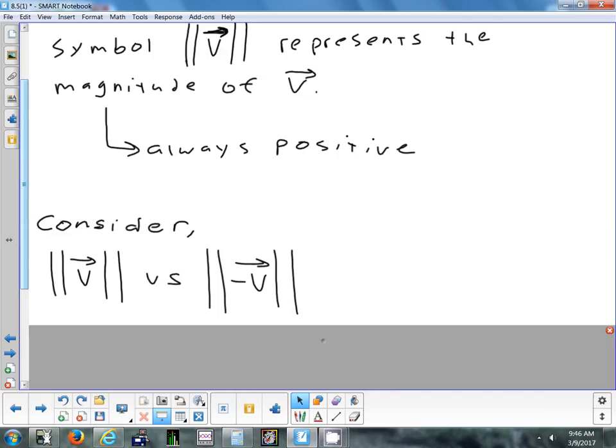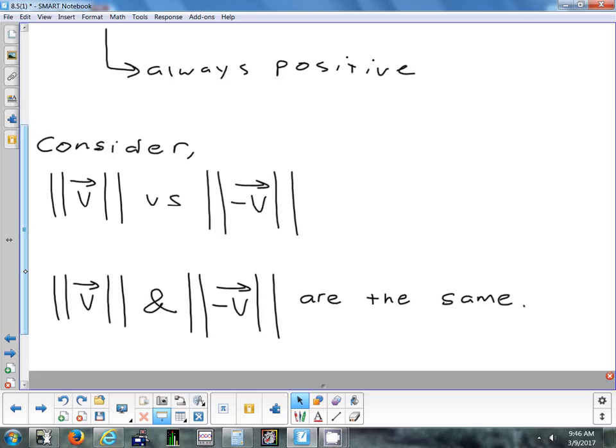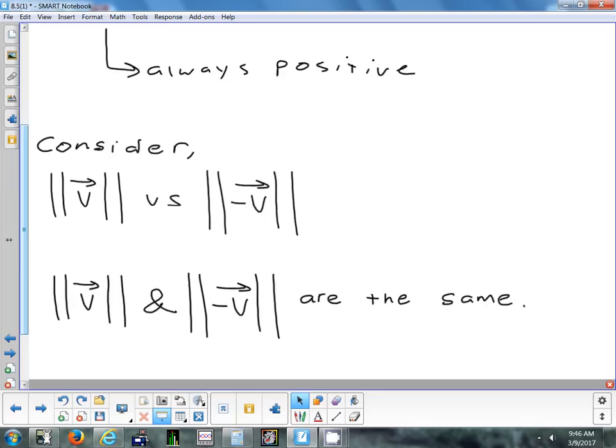What would be the difference between those two quantities? Nothing. Those are the same thing. What would be the difference if you took away the bars between just vector v and negative v? Well, if you took away the magnitude bars, these vectors are pointing in different directions, but as far as magnitudes, they're the same. Okay, so these two things are the same.